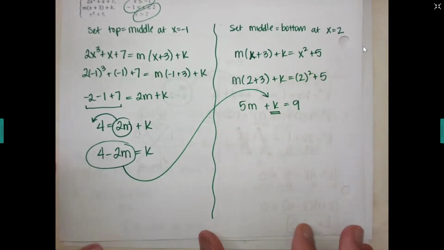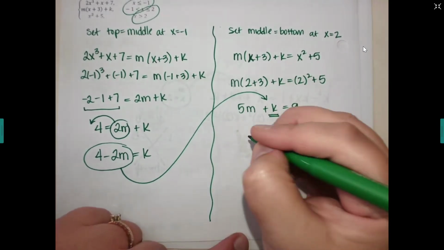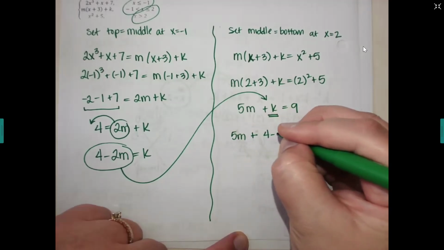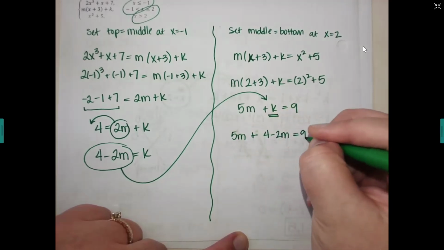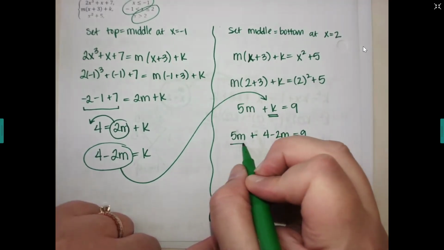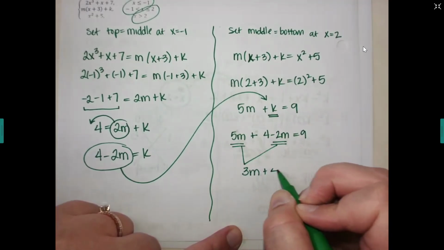Then I'm going to take that expression and plug it in where k is over here. This is called solving a system of equations by substitution. So if my k is equal to 4 minus 2m, then I'm going to put a 4 minus 2m in this spot right here. So I'll have 5m plus 4 minus 2m equals 9. From here, combine like terms. What's 5m take away 2m? 3m. Plus 4 is 9.